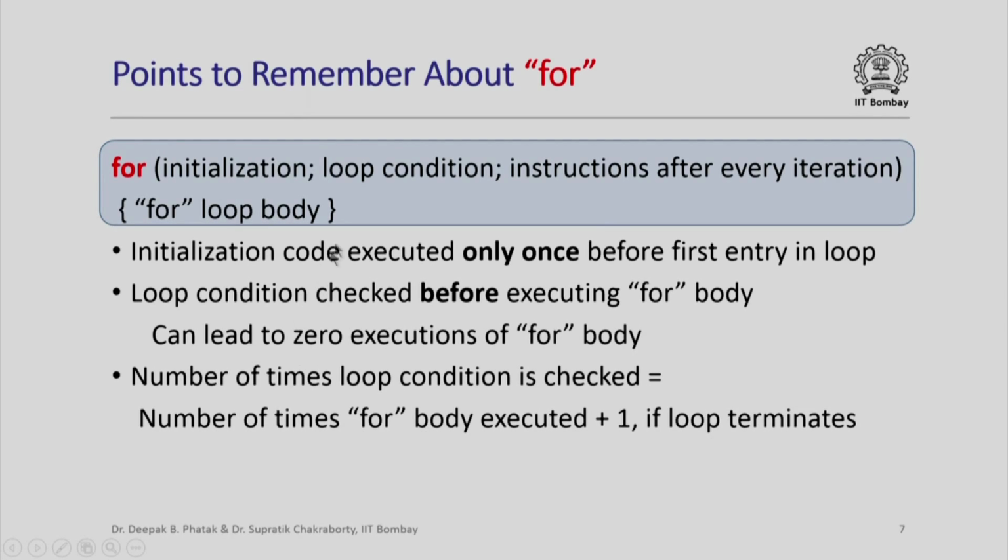Clearly the number of times the loop condition is executed is 1 plus the number of times the loop body is executed, because the last time the loop is executed, if the loop terminates, the loop condition will evaluate to false that last time and the loop body will not be executed that last time. Therefore the number of times the loop condition is checked is the number of times the for body is executed plus this one last time when the loop condition evaluates to false and control comes out of the loop.